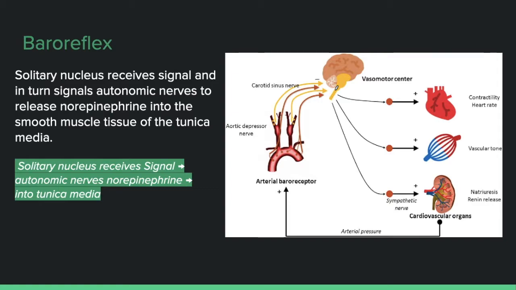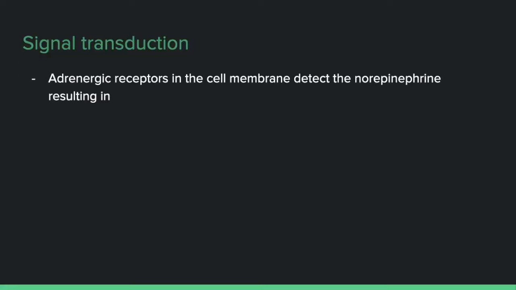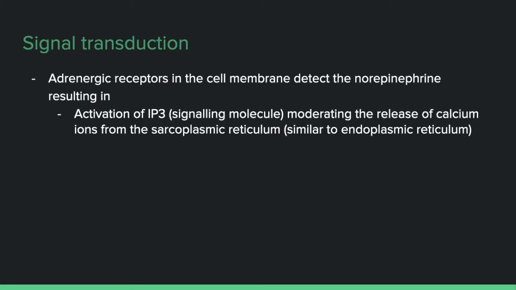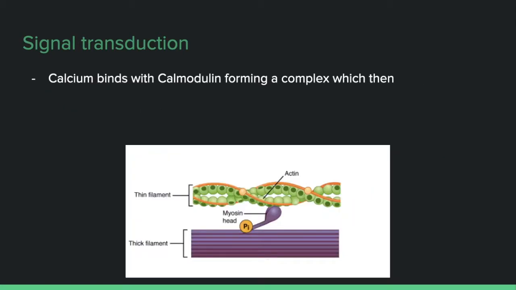Vasoconstriction begins with the baroreceptors signaling the brain about a drop in blood pressure. In response, norepinephrine is released into the tunica media surrounding the blood vessels. Within the smooth muscle tissue, norepinephrine is transducted, resulting in activation of the signaling molecule IP3, which goes on to moderate the release of calcium ions from the cell's sarcoplasmic reticulum. Additional calcium ions are taken into the cell via active transport channels.